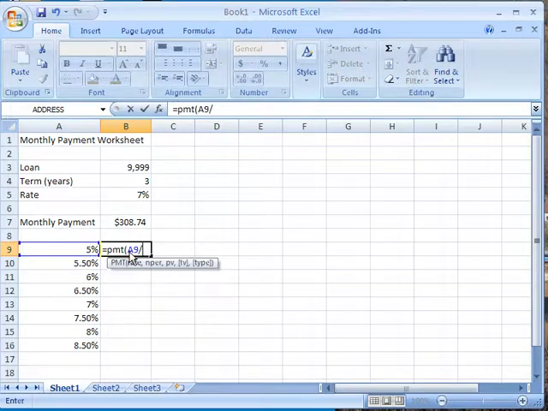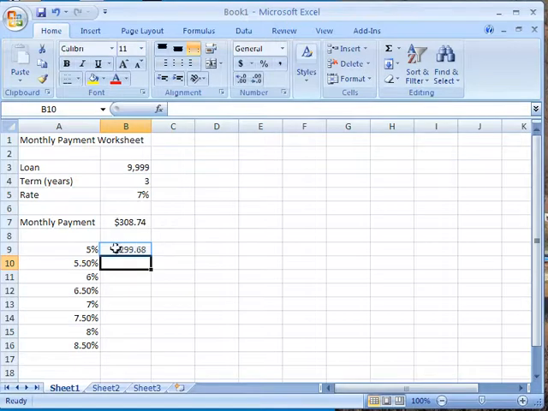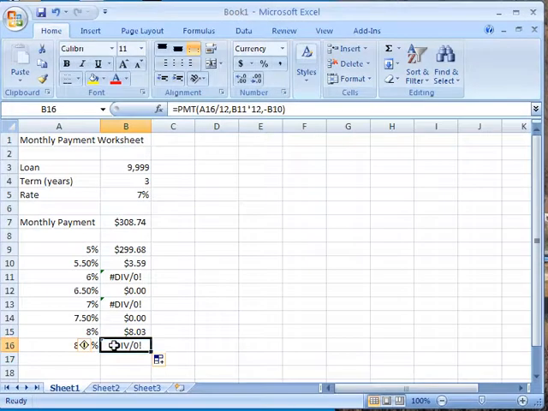Now I can put in my payment function again. The rate divided by 12, comma, the term times 12, comma, and negative the loan amount in B3. But what happens when I copy that down? I do get something rather strange, very bogus results. What would your first reaction be? Oh, click undo? No, that's not the answer.